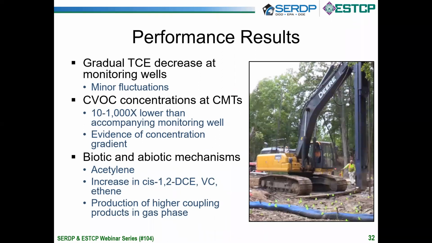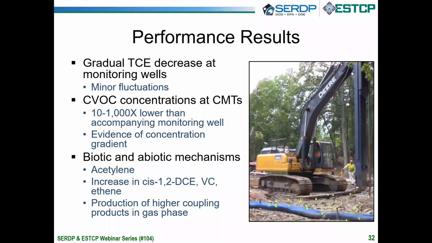And we do see biotic and abiotic mechanisms occurring, the presence of acetylene in a couple monitoring wells as well as the CMT. We see increases in cis and vinyl chloride and ethene. And then the production of these higher coupling products gives us some more supporting evidence that we're actually getting degradation of TCE occurring in the subsurface.